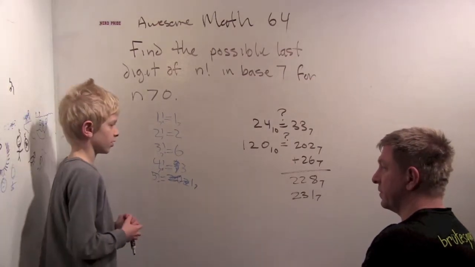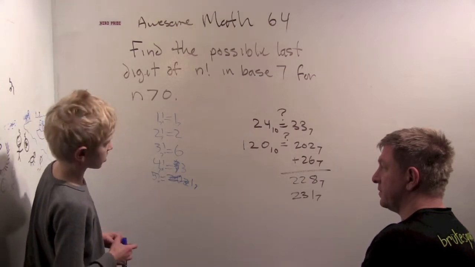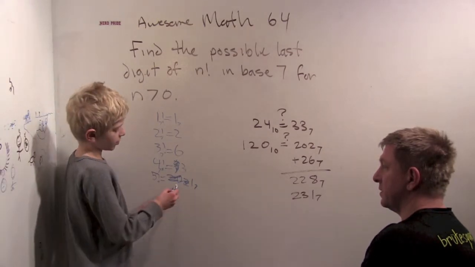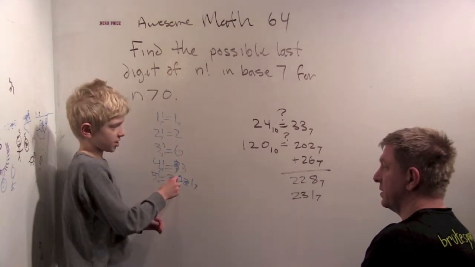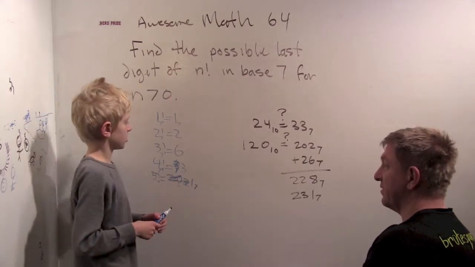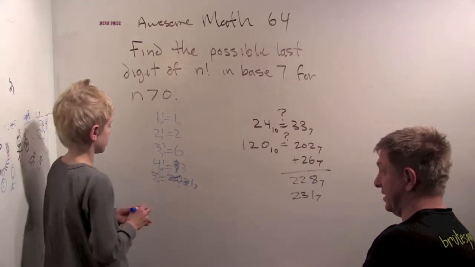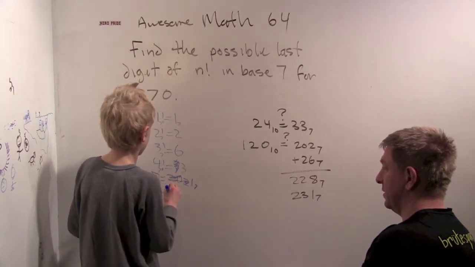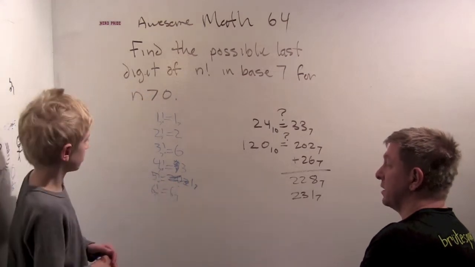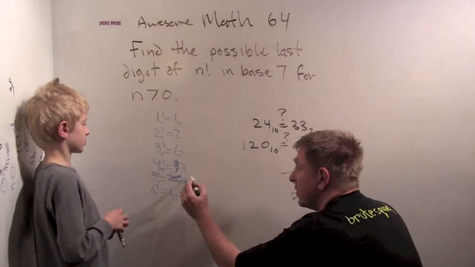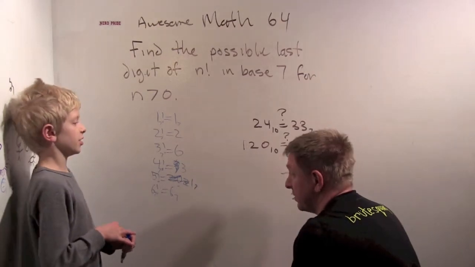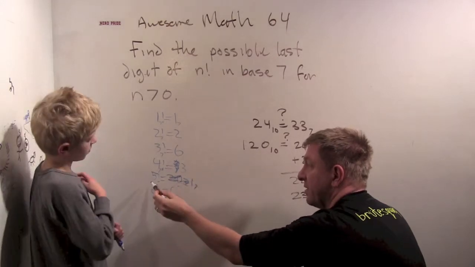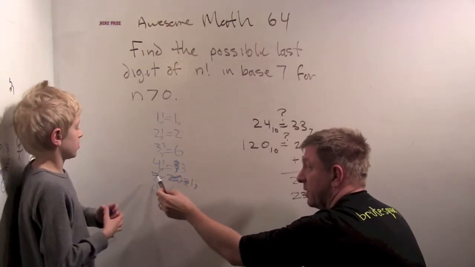6 factorial is 720. So we're just multiplying the one before it by 6. So what's the last digit going to be in base 7? 6. Okay, so that's interesting. We did get a number that we had before, but that doesn't mean we're repeating. We could have done the same thing here. We could have multiplied this 3 by 5 to get the last digit, and that would have been 15.